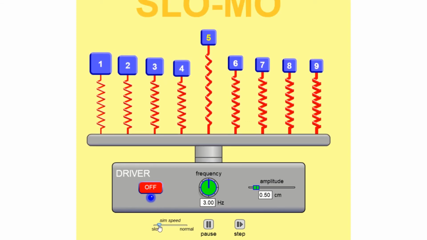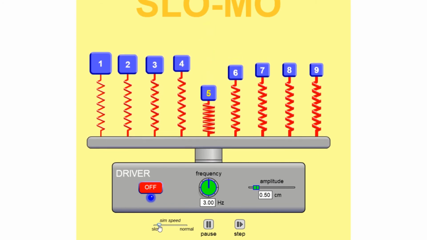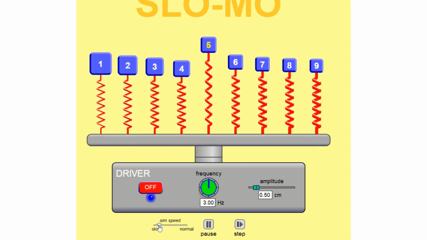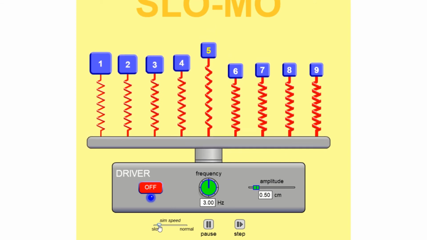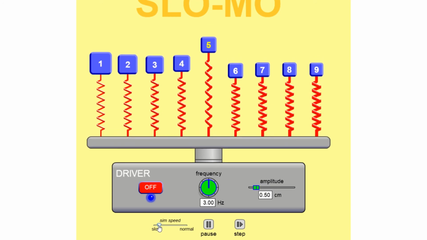I'm going to slow the simulation right down. And if we just watch, you can see platform gets to the top, mass gets to the top. Platform gets to the top, mass gets to the bottom. Platform gets to the bottom, mass gets to the bottom. So the platform leads the driver by about 1/4 of a cycle, or pi/2 radians.